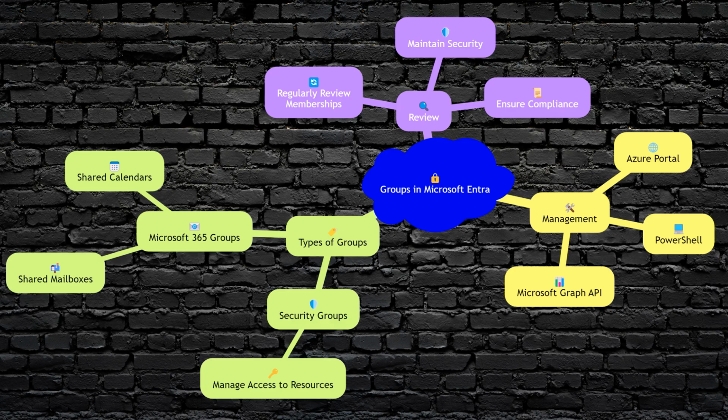Groups in Microsoft Entra simplify the management of user permissions and access to resources. Administrators can create security groups or Microsoft 365 groups, depending on the organization's needs. Security groups are used to manage access to resources, while Microsoft 365 groups provide collaboration features such as shared mailboxes and calendars. Groups can be managed through the Azure portal, PowerShell, or the Microsoft Graph API. Regularly reviewing group memberships helps maintain security and compliance.